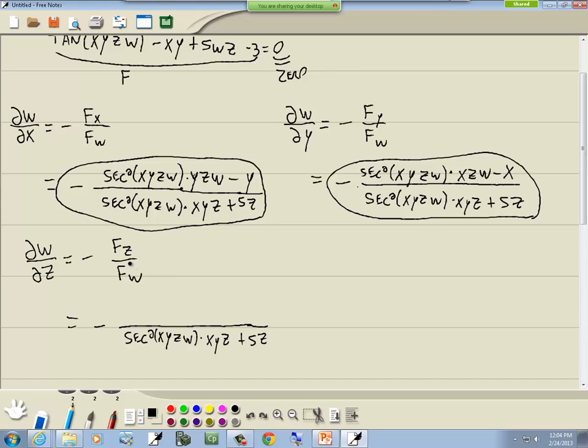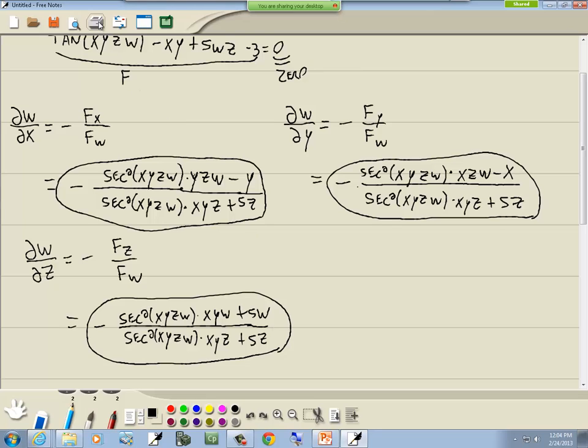Okay, partial of f with respect to z. Derivative of tangent is secant squared. xyzw. We're taking the partial with respect to z now, so the x, y, and w are constants. So the derivative of z is 1, so it's xyw. Taking the partial with respect to z, there is no z here, that drops away. 5wz, the w is a constant, the derivative of z is 1, so that becomes plus 5w. And negative 3, of course, drops away. And that's our answers.